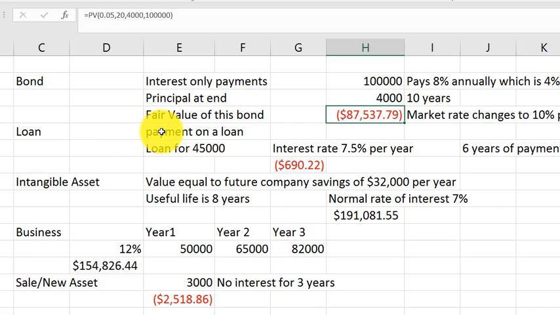Okay. The next example is that we're going to determine the payment on a loan. Our loan is for $45,000, interest rate 7.5% per year, 6 years of payments. Now, we could use the present value.